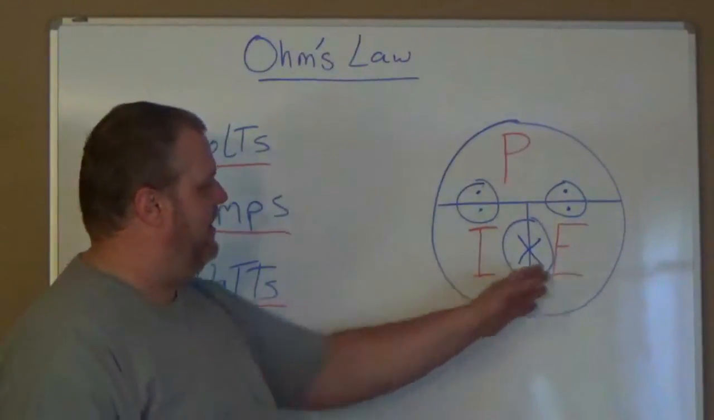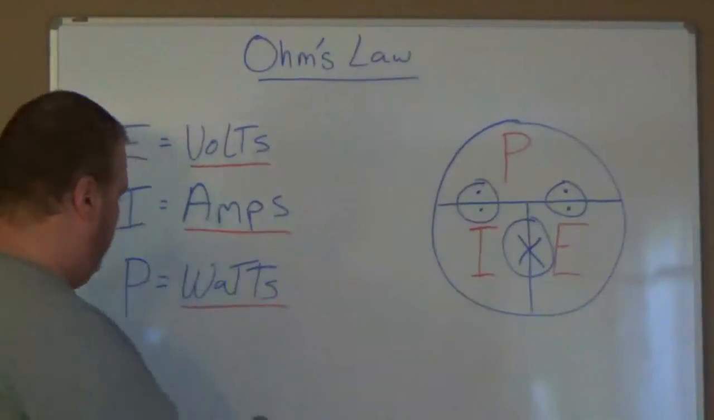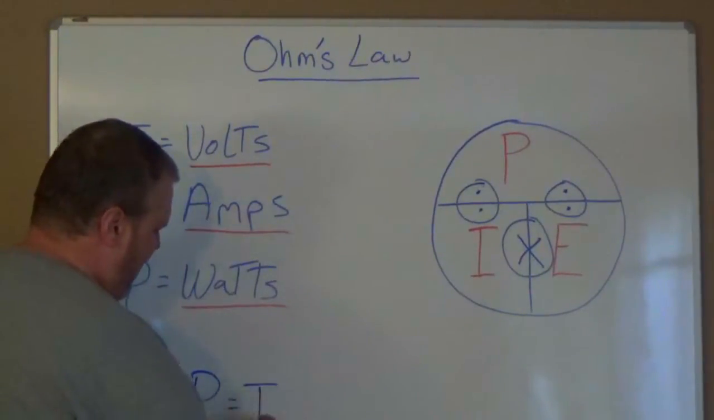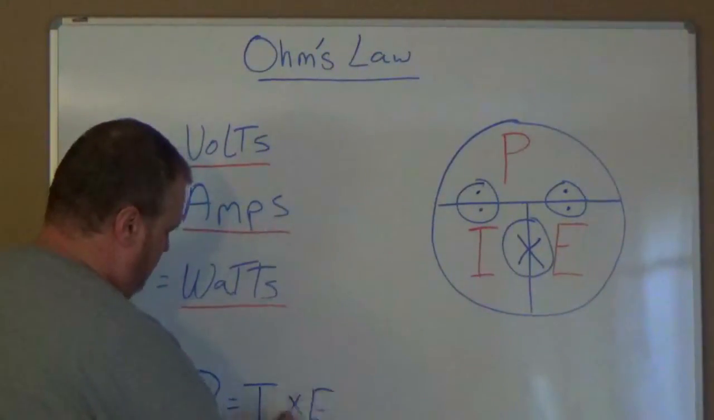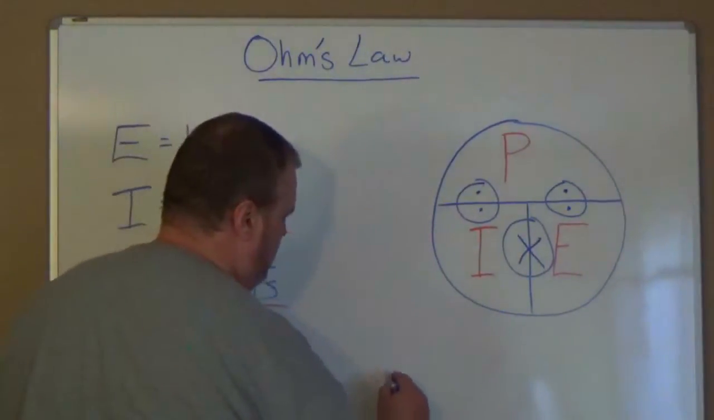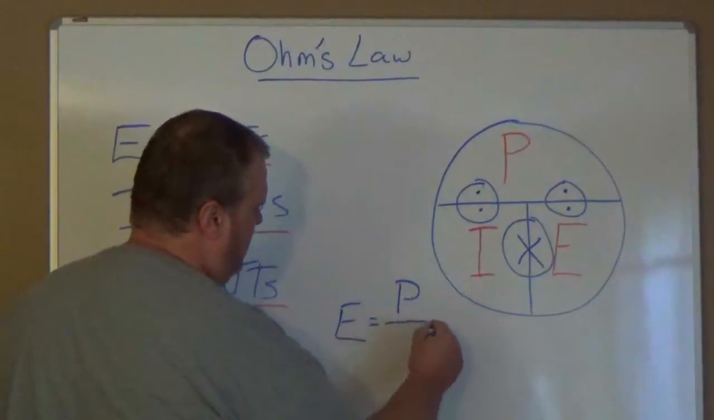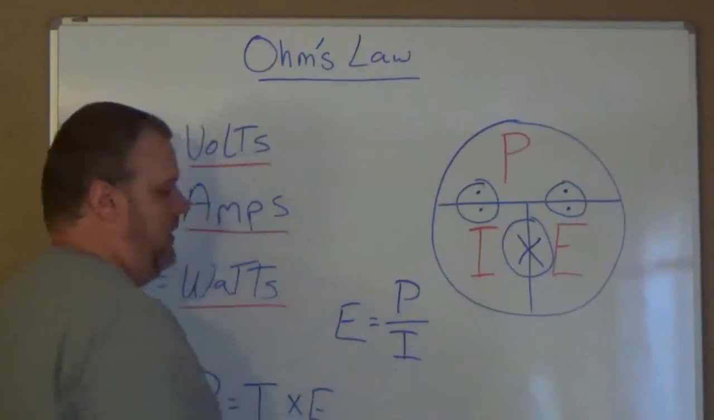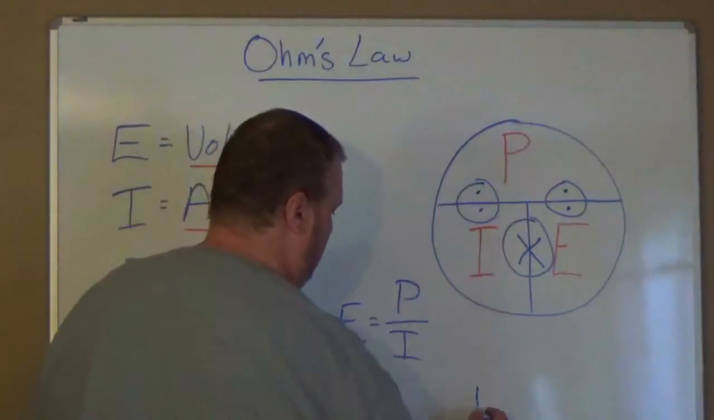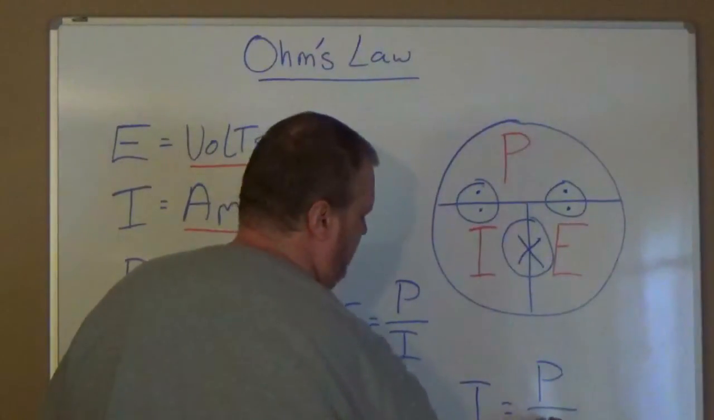So if I want to figure this out, I can do a couple different things. I'm going to write some formulas up on the board for you to understand. P equals I times E. Volts, E equals P divided by I. And if we're looking for amps, which is mostly what we'll be looking for, I equals P divided by E.